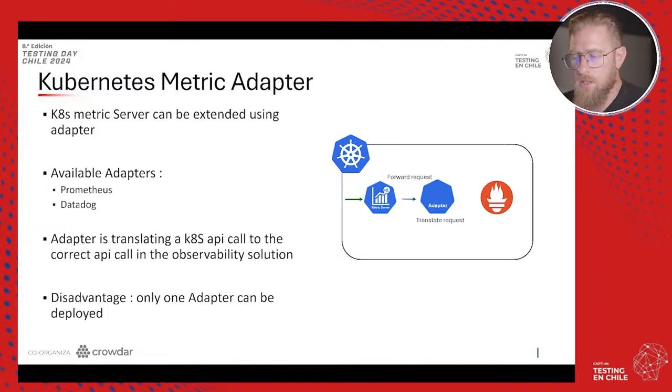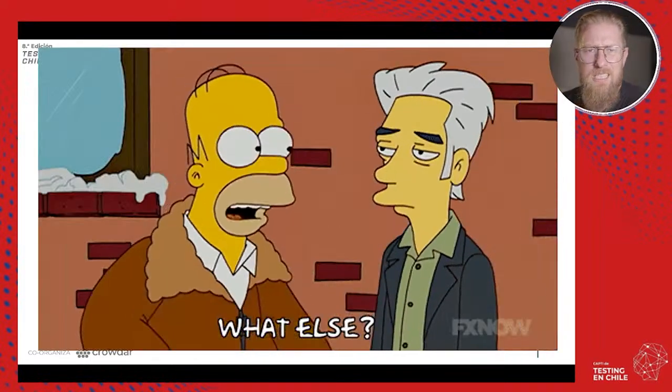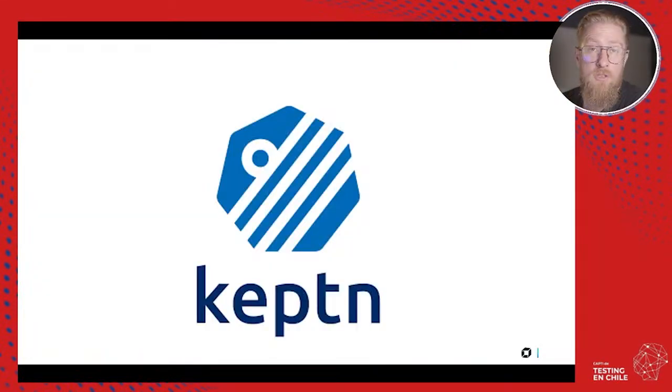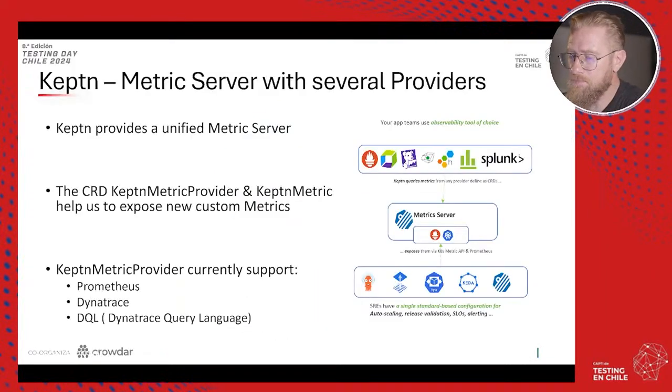So it kind of works. But the problem is that there are only a few adapters available in the market. Prometheus, Datadog, and that's it. And the bigger disadvantage is that you can only have one adapter per cluster. So I cannot have, let's say, Prometheus and Dynatrace. That is not possible, so that's not our solution. So what are the other solutions available? There are several, and then there's Keptn. Here I'm going to touch base on Keptn.